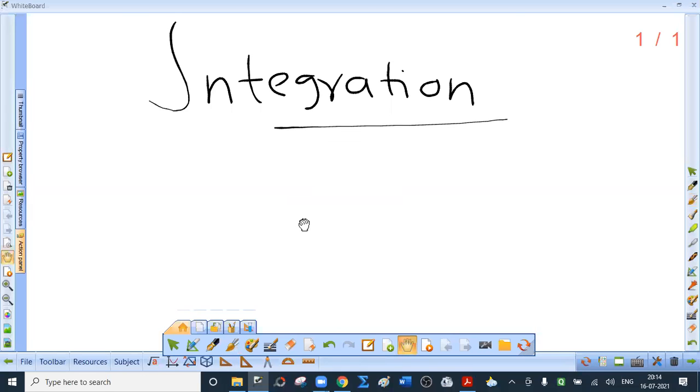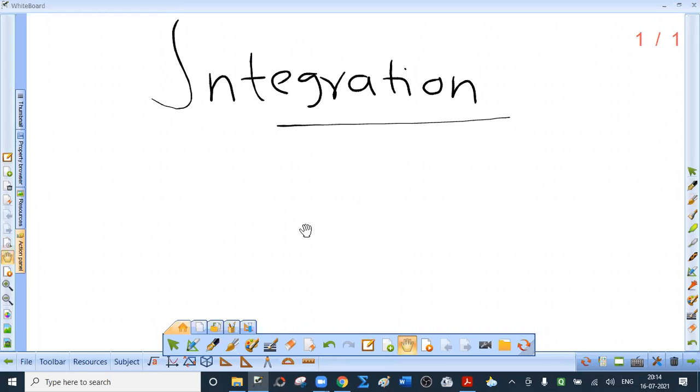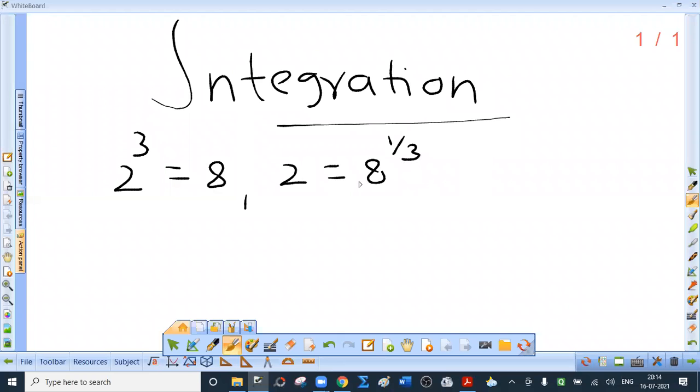Now let us discuss integration. See, we first studied limits, then derivatives. Why? Because derivative is nothing but value of the limit. Now after derivatives, we are discussing integration, because what is an integral? It is an antiderivative. Let me explain. What is 2 cube? 2 cube is 8. So what is 2? It is cube root of 8. So taking cube root is the process which is inverse to cubing.